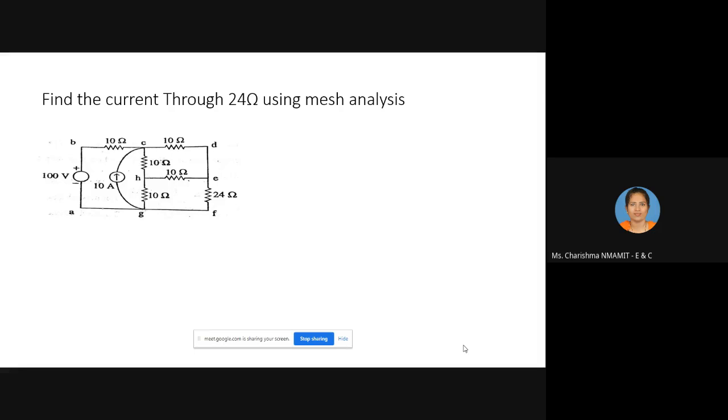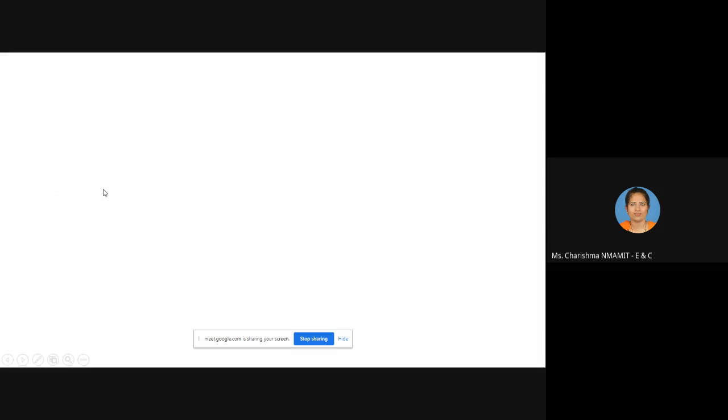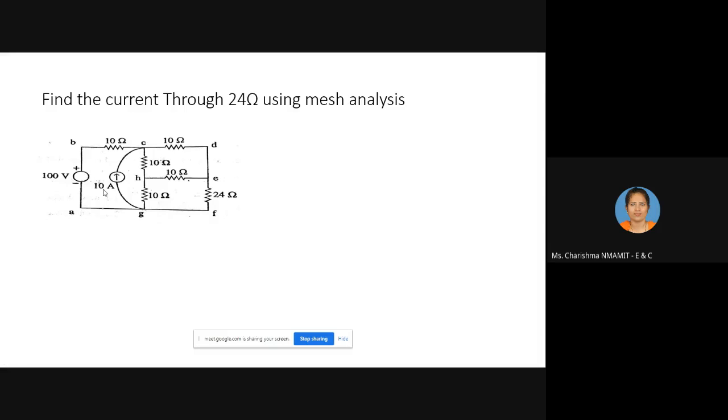Yes, ma'am. First, convert this voltage source into a current source, because we have a parallel current source here. Then add up the current source values, then convert that into a voltage source, then apply KVL. Ma'am, after converting the voltage source into a current source, the direction will be upward, right? Yeah, the direction will be upward.